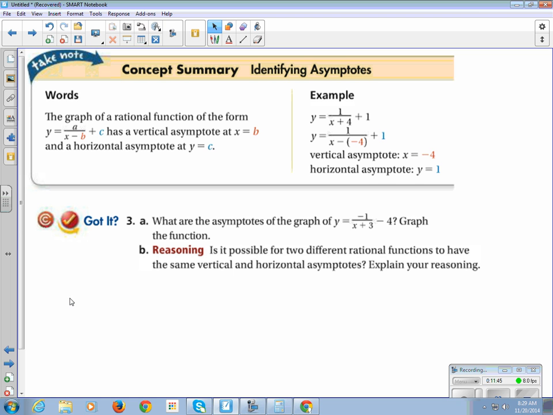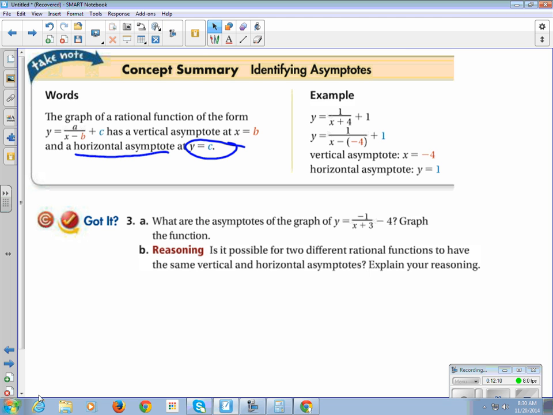Alright, so, identifying asymptotes. If we have a rational function, some number a over x minus b plus some number c, the vertical asymptote is at x equals b, and guess what? The horizontal asymptote is at y equals c.